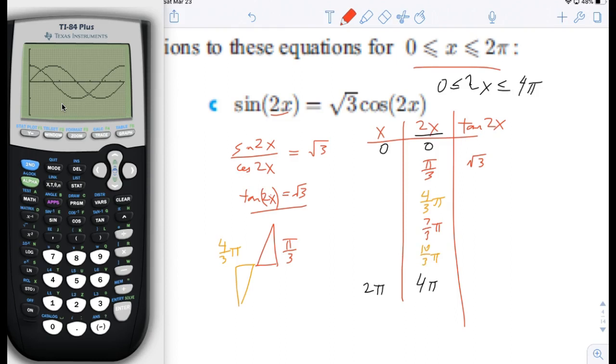And in order to get the original x value, instead of multiplying by 2 to get 2x, we're going to divide 2x by 2 to get x. So we divide pi over 3 by 2, we get pi over 6. We divide 4/3 pi by 2, we get 4/6 pi. 4/6 pi is the same as 2/3 pi. We divide 7/3 pi by 2, we get 7/6 pi. We divide 10/3 pi by 2, we get 5/3 pi. Okay, so I think we're done with that one too. And now we're done with the page.